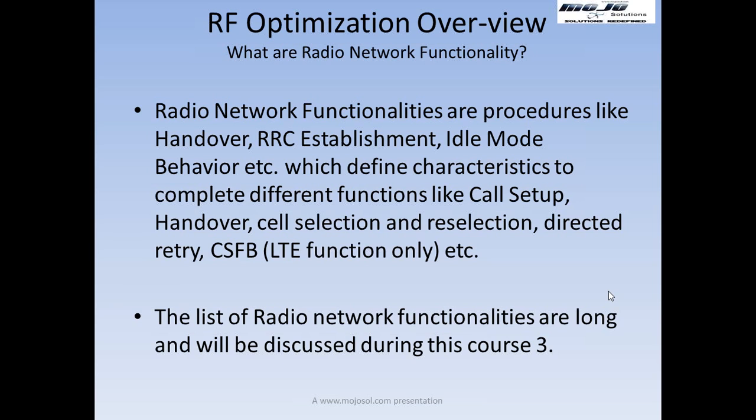We will discuss UMTS and LTE separately, and based on the similarities, we will very quickly understand that LTE works like this and UMTS works like this, because LTE and UMTS are very similar when it comes to the signaling flow and the KPI calculations. The biggest difference between LTE and UMTS, can somebody explain what the biggest difference is in terms of radio network functionalities? Can somebody explain?